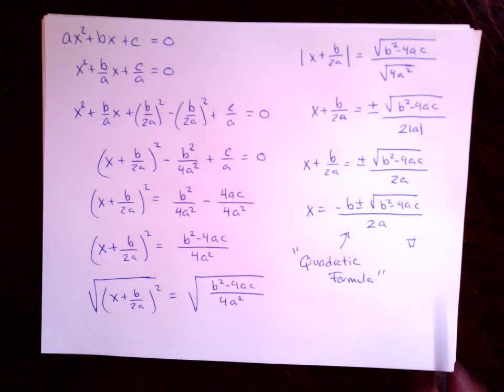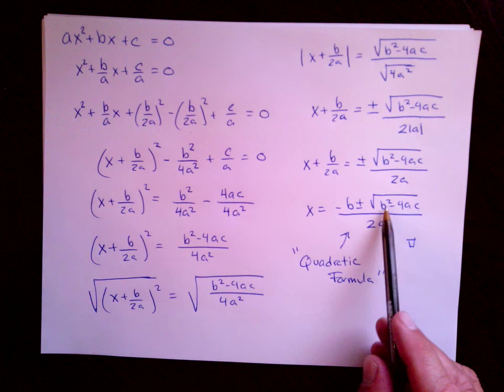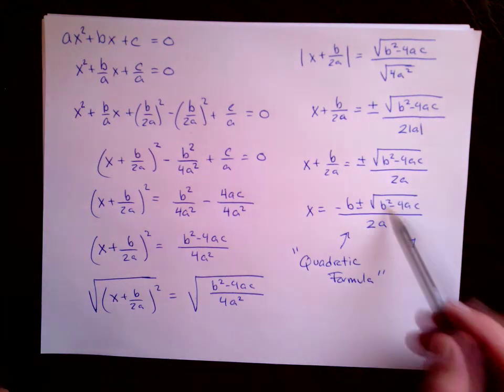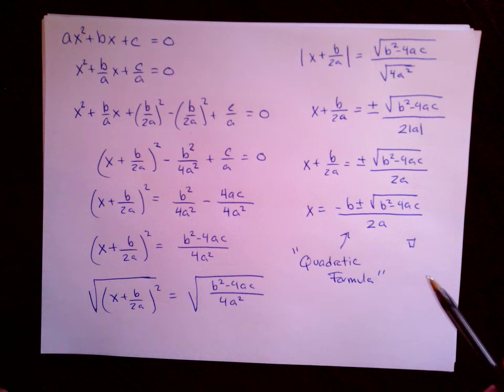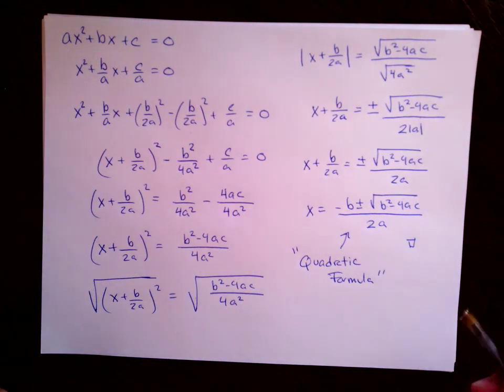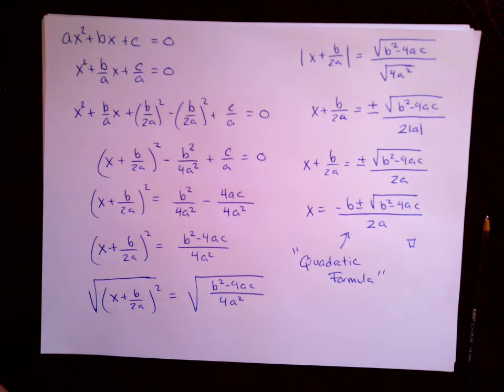Notice that if b squared minus 4ac is positive, we get two real solutions. If it's 0, we're left with negative b over 2a, which is one real solution. And if it's negative, we get an imaginary part to each of the two solutions, and so we have complex solutions. And that is my version of the derivation of the quadratic formula using the method of completing the square.